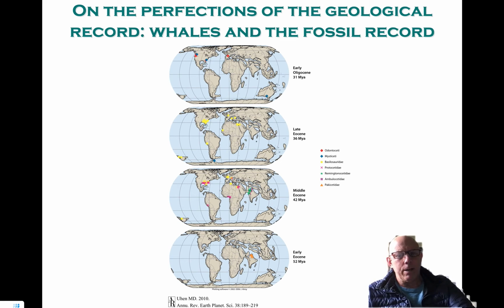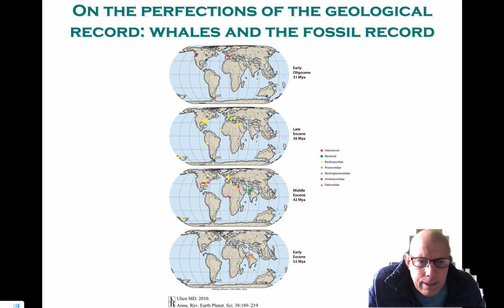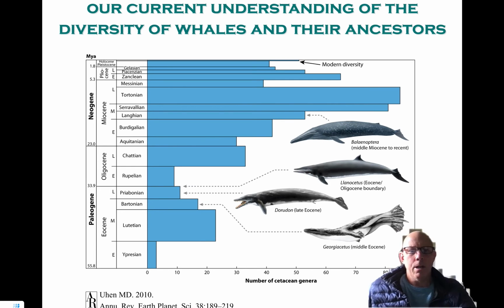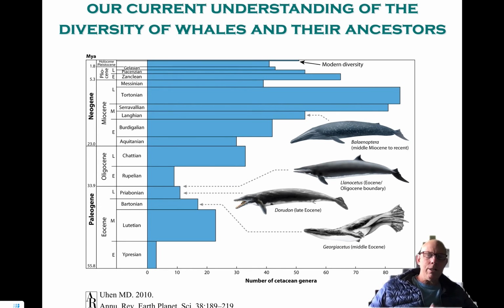This figure from Ewan I like because it gives you a sense of the whale diversity and also where the whales were found at different times. The bottom one is 52 million years ago. The next one up is 42 million years ago. Then 36 million years, and finally 31. This is, again, tourism. This is just to inspire you to go read Ewan's article. This is a statement about, on the x-axis is number of cetacean genera, and the y-axis is time. And so we're just trying to get some sort of an idea about the diversity of cetaceans as a function of time.